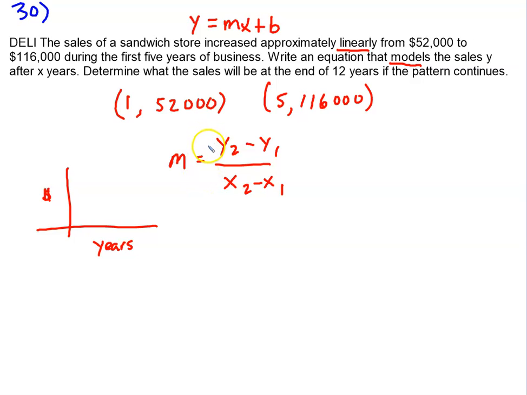I just wanted to set it up, and then I wanted to see if you could take it from there. Find the slope, plug that number in for m, use one of these points for x and y, just like you did on the previous problem, and then solve for b.